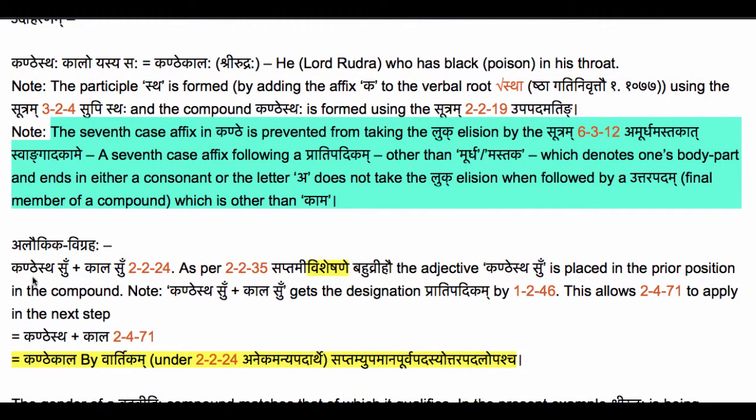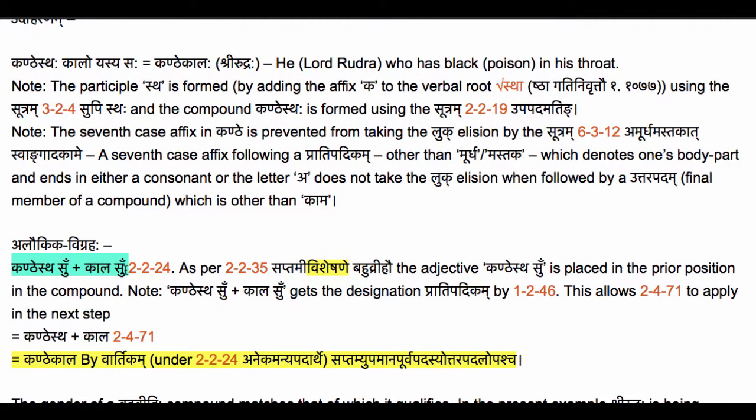Okay, so far we've derived kanthesthaha, which is the compound purvapadam of the final bahuvrihi compound. Let us now derive that bahuvrihi compound. The alaukika vigraha is kanthestha su plus kala su, compounding prescribed by the Sutram 2.2.24 Anekam Anya Padarthe, because we have two terms here which have the padasanjna, they are both ending in the nominative case affix, in this case su, and the resulting compound is denoting a padam which is not in the compound.